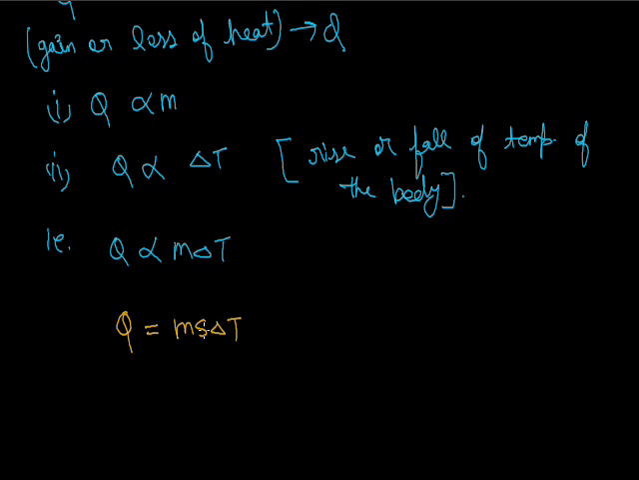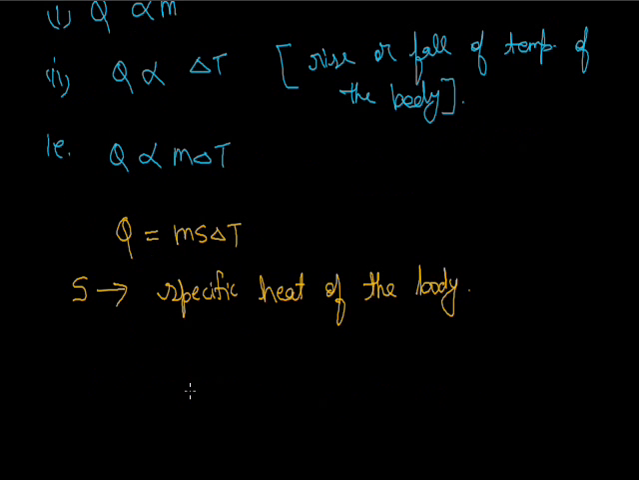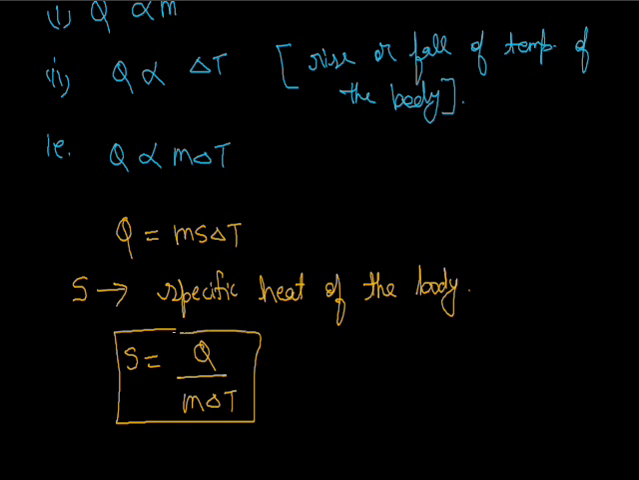Here this proportionality constant s is a constant, and it is known as the specific heat of the body. That means if you want to define s, from this formula, s is equal to Q divided by m delta T. This is the formula for specific heat of a body. This is also very important.